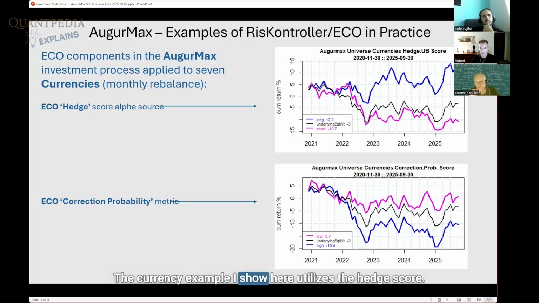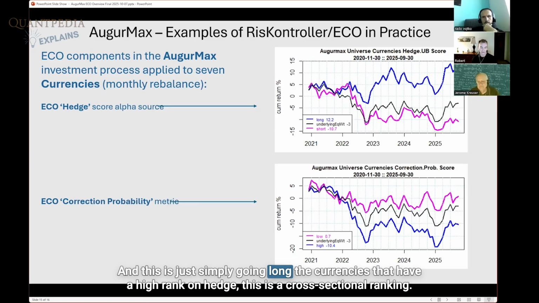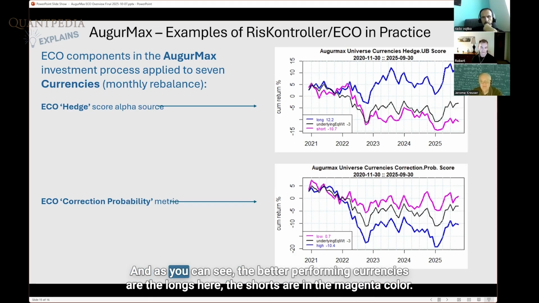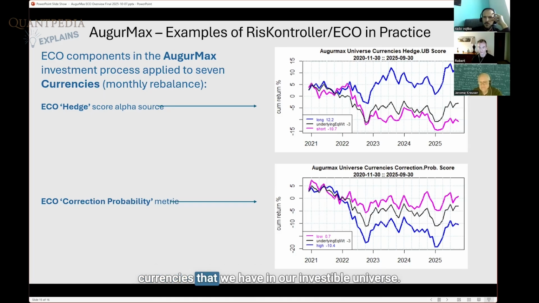There's no security selection in any of the process. The currency example I show here utilizes the hedge score, which is one of, as Jerome said, many of the outputs from the Echo process. And this is just simply going long the currencies that have a high rank on hedge. This is a cross-sectional ranking. And as you can see, the better performing currencies are the longs here. The shorts are in magenta color. The underlying, I call it a benchmark, is just an equal weighting of the 7 global currencies that we have in our investable universe. So there's very nice outperformance within currencies.